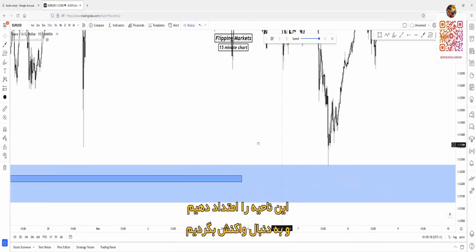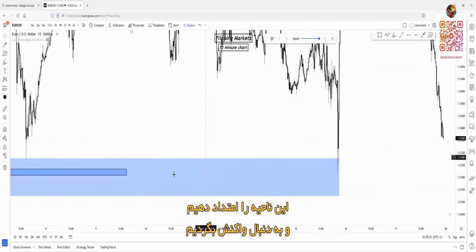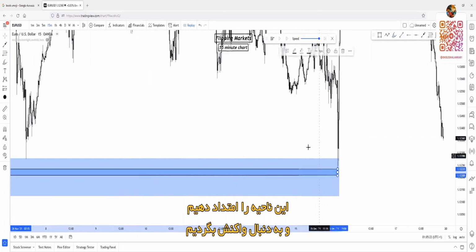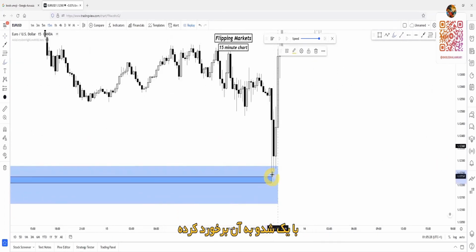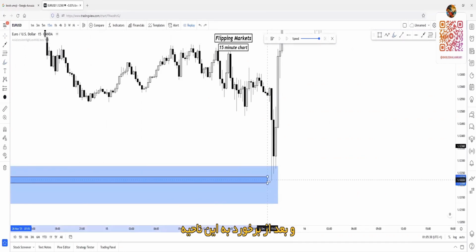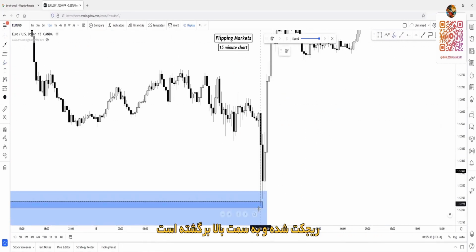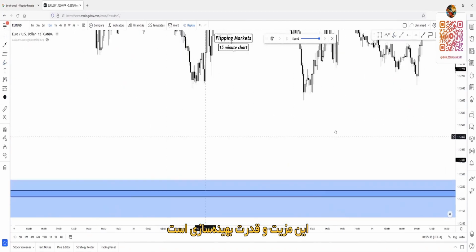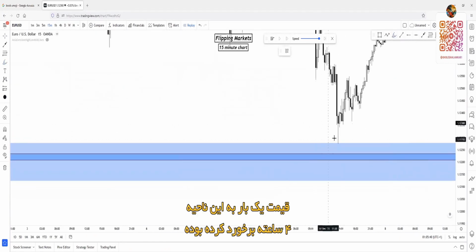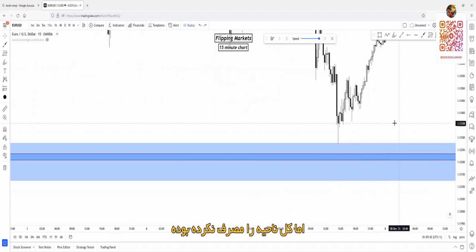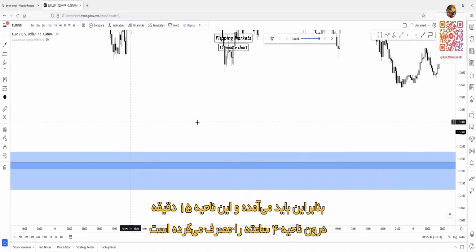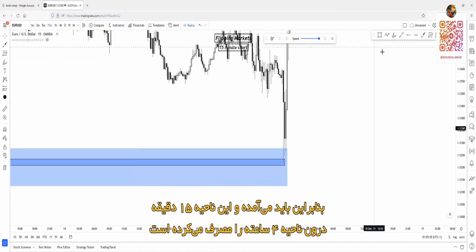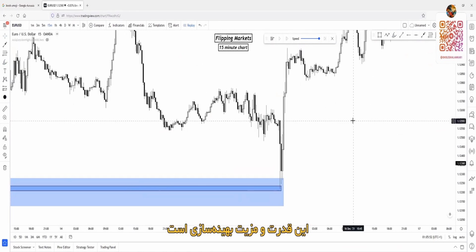Let's just extend this zone and search for a reaction. As you can see, price perfectly tapped this zone with this wick, and after the tap of this zone, it rejected and reversed the price to the upside. So this is the power of the refinements, because as you can see, price has already tapped the 4-hour zone, but it didn't mitigate the full zone and didn't mitigate the 15-minute zone. So it had to come down to mitigate the 15-minute zone inside of the 4-hour. This is the true power of the refinements.